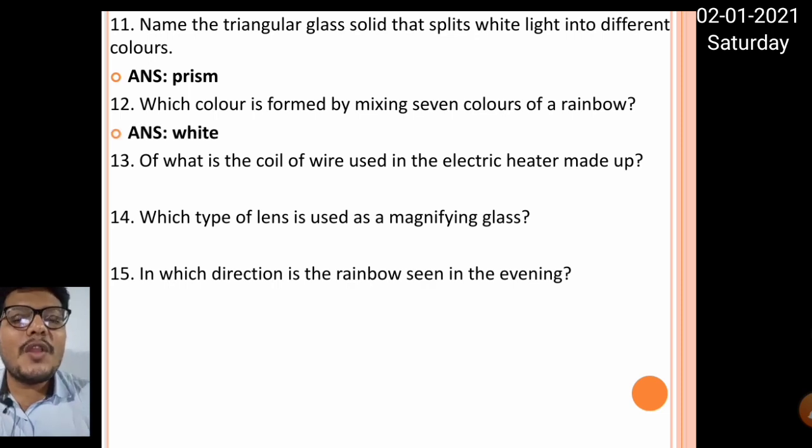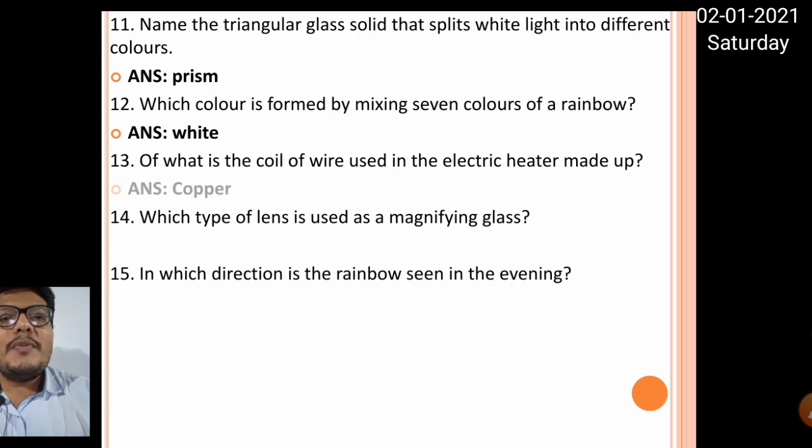See number 13. Of what is the coil of wire used in the electric heater made? Now for a heater, we require a wire which produces heat when current passes through it. So the best thing is copper wire, right? So copper wire is used in a heater. Number 14, which type of lens is used as a magnifying glass? Which lens is used in magnifying glass? So that is convex lens.